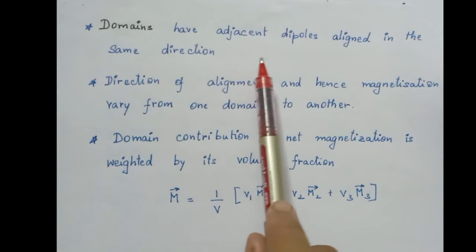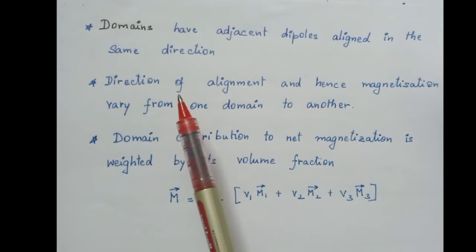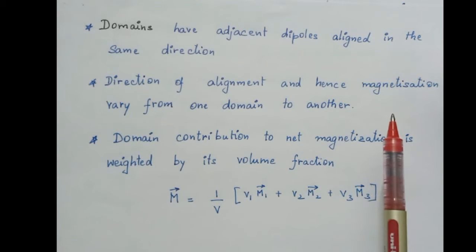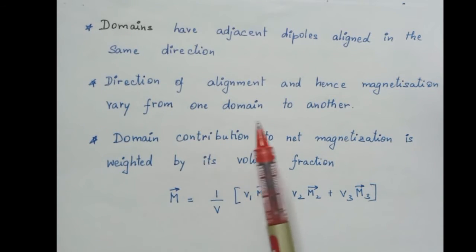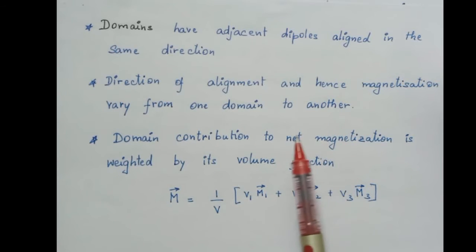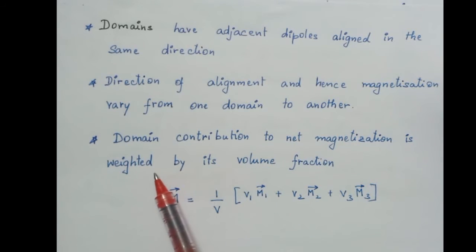Domains have adjacent dipoles aligned in the same direction. Direction of alignment and hence the magnetization vary from one domain to another. The net magnetization is the weighted fraction over the volume.